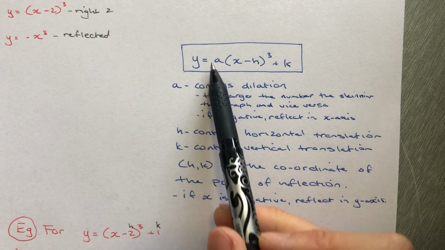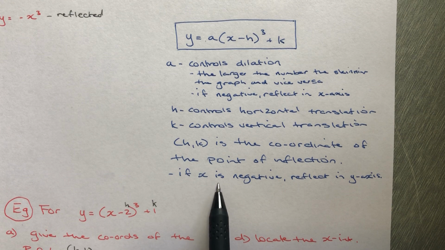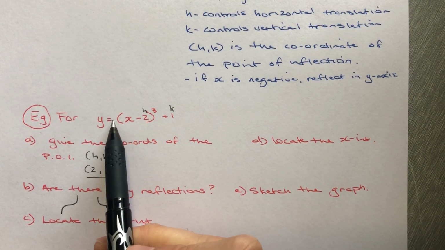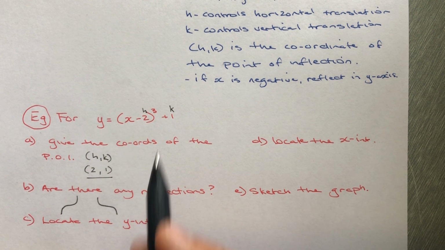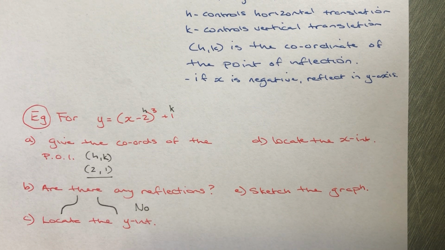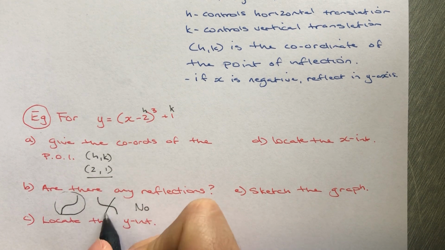If our a at the front is negative, it's going to be reflected. Or if our x is negative, it's going to be reflected as well. Let's look at our rule. I can't see a negative out the front, and I can't see a negative in front of x, so there must be no reflections. If there's no reflections, our graph will look like this one, not like that one. That one's no good.